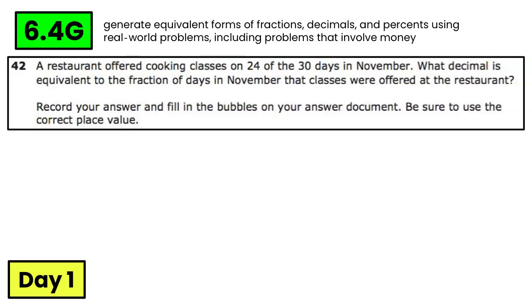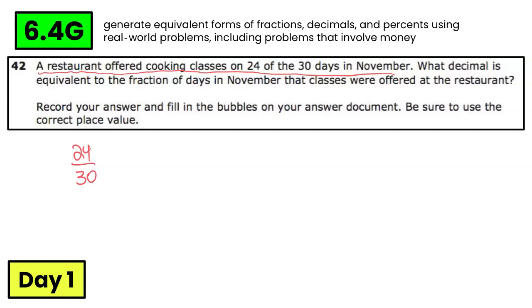So for example, in this problem, we're told that a restaurant offered cooking classes on 24 of the 30 days in November. What decimal is equivalent to the fraction of days in November that classes were offered at the restaurant? And so the first thing that we would need students to do is to create a fraction. A restaurant offered cooking classes on 24 of the 30 days. And so that would be 24 divided by 30.